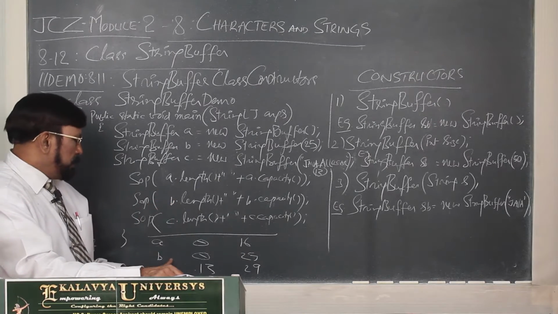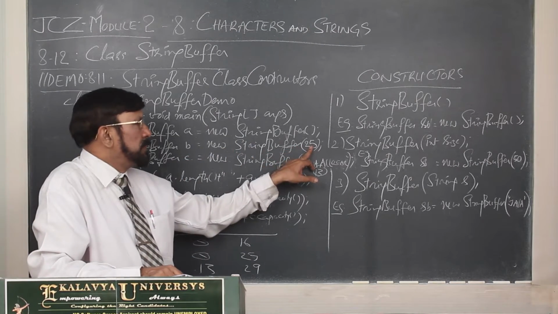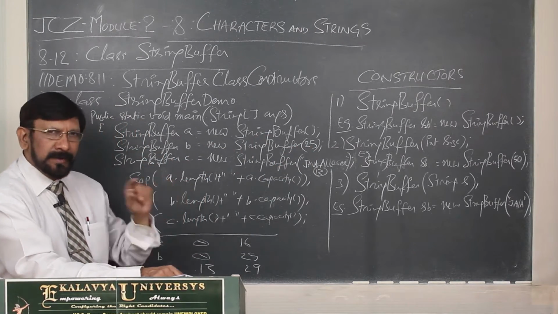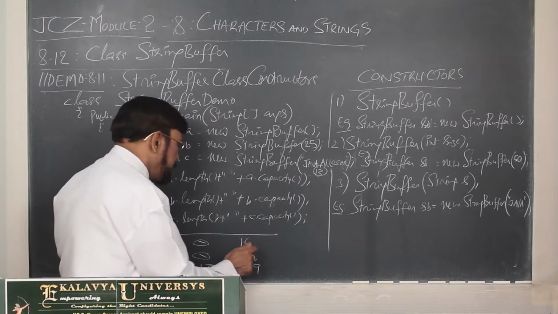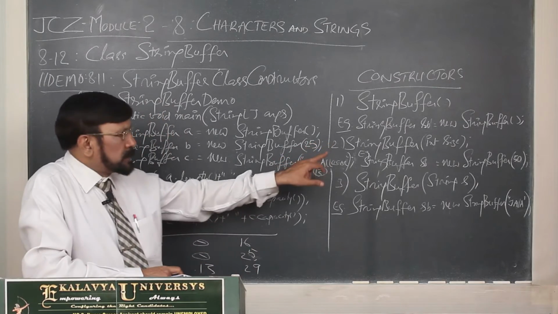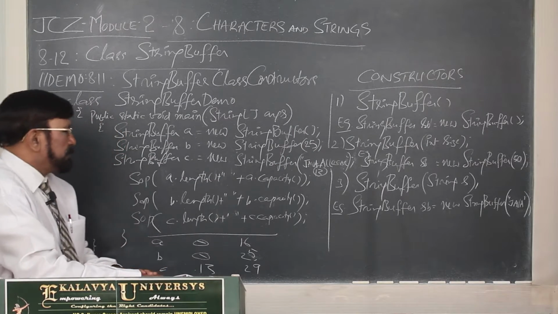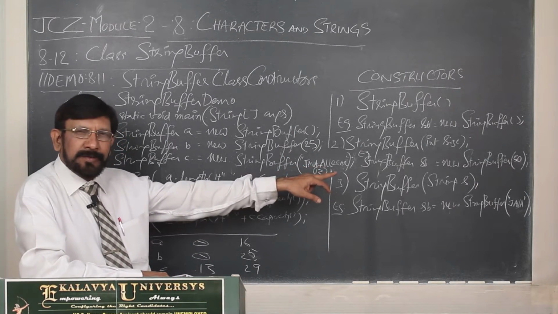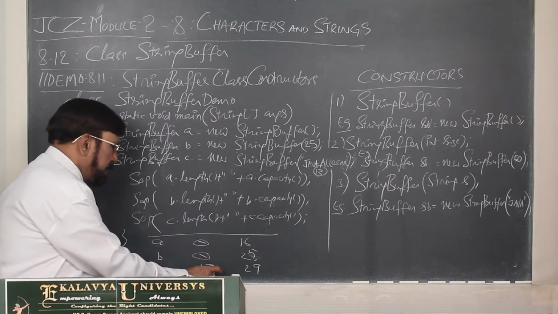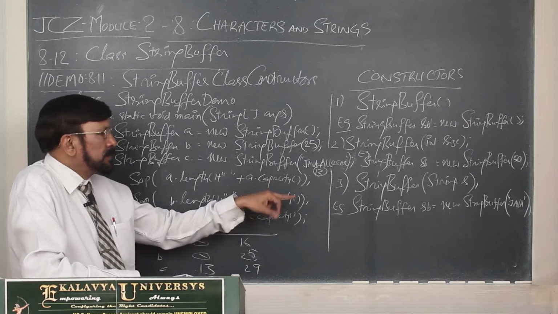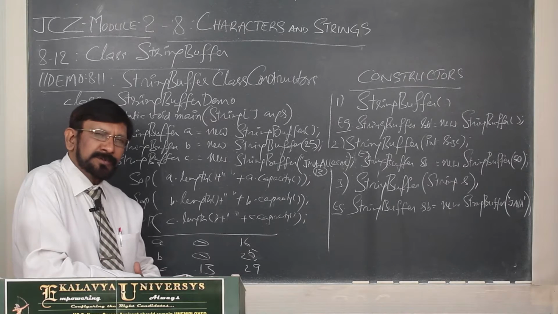Now B's length is 0. Actually what we did, we made 25. We did not fill any string in that, that is why the length is 0 and the capacity is 25, because we explicitly specified the size as 25. Third one, "Java all clear" we have given, including blank space 13 characters. So the length is 13 characters and the capacity is 13 plus 16, 29. In this manner you have to understand.